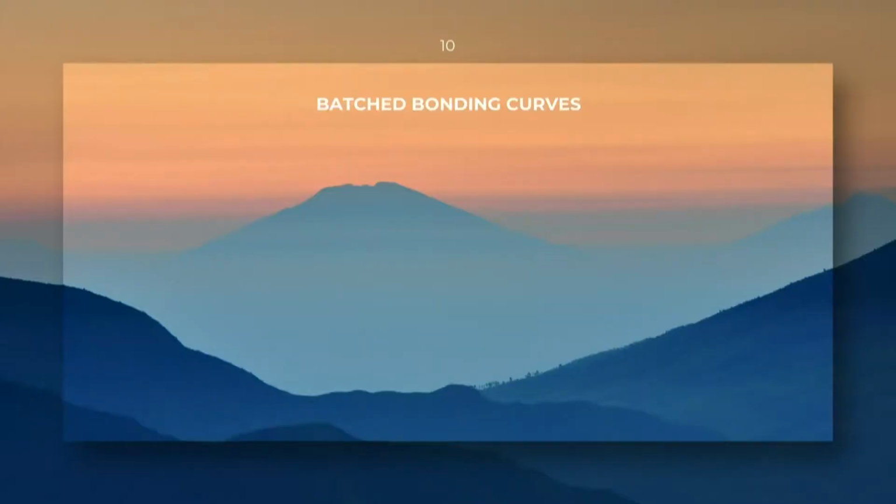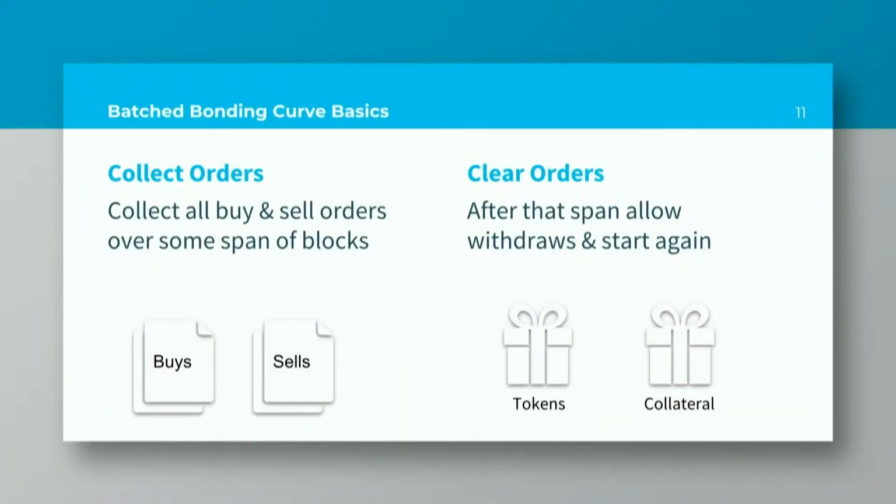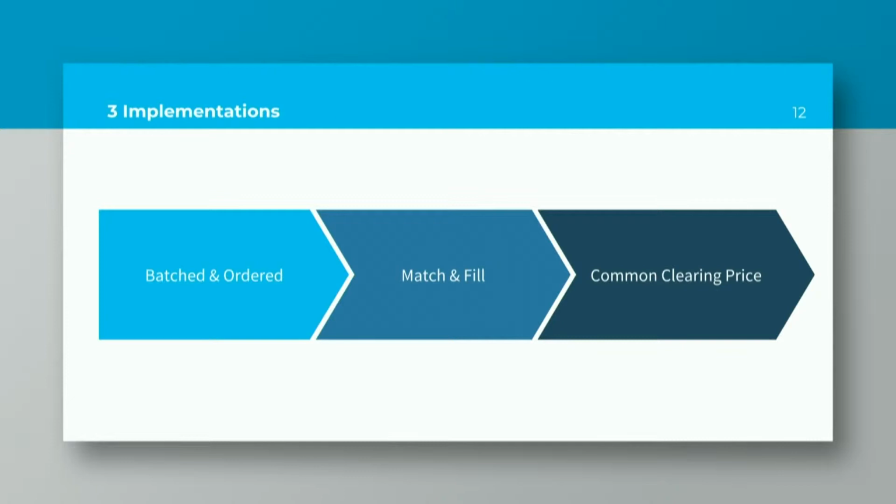So enter batch bonding curves. I have 3 implementations proposed. Like I mentioned earlier, one is batched and ordered, one is match and fill, and another is common clearing price.